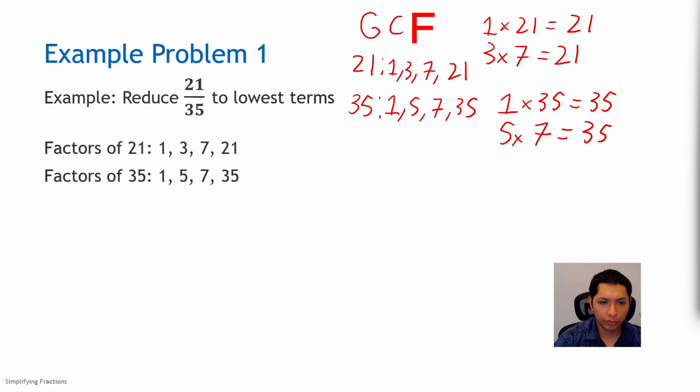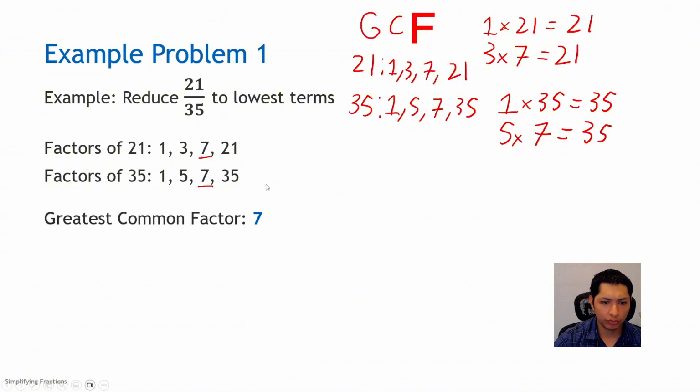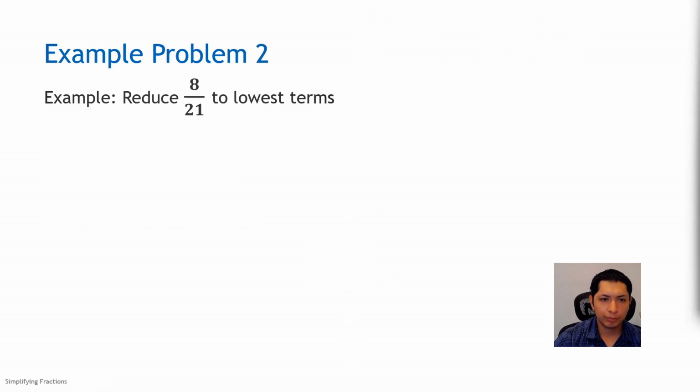So looking at these 4 factors of each, we see that the greatest common factor is 7 for both of them. And now that we have the greatest common factor, we divide both the numerator and the denominator by this factor of 7, and the answer becomes 3 over 5, where 3 over 5 is the lowest term version of 21 over 35. Example number 2.